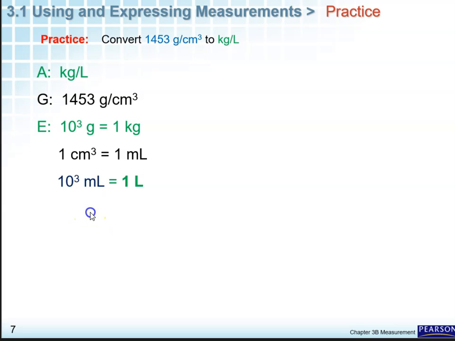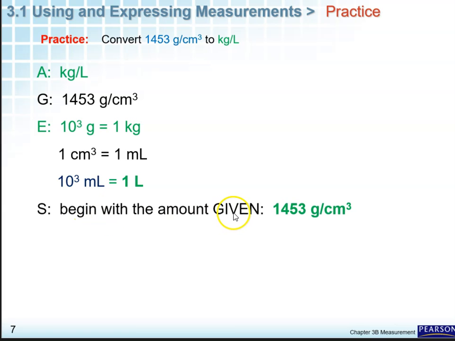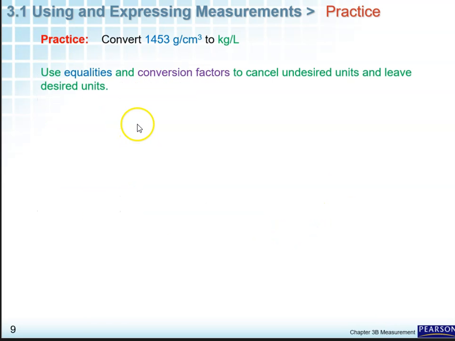So now we're ready to solve the problem. And we always begin with what we're given, 1,453 grams per cubic centimeter. We're going to use those equalities and conversion factors to cancel the undesired units and leave the desired units. So let's start one step at a time. Remember, we're not going to try to do both units at the same time. That's too scary. First step, let's take grams and change it to kilograms. We already saw the equality. 1 kilogram was 1,000 grams, so we can make this conversion factor fraction with grams in the denominator there. Why? So grams cancel. Gram divided by gram.